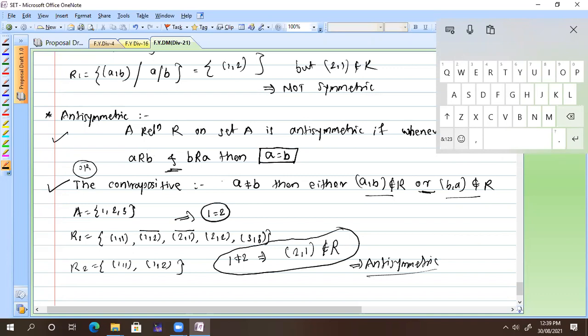Okay, so in the second definition they are saying if A is not equal to B, so I can take 1 is not equal to 2, then either (A, B) should not be in R2 or (B, A) should not belong here. You can apply this definition here also.